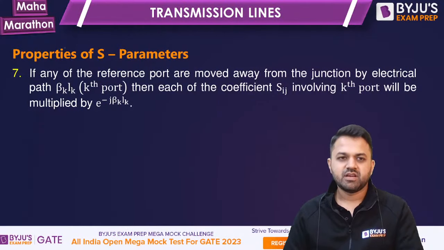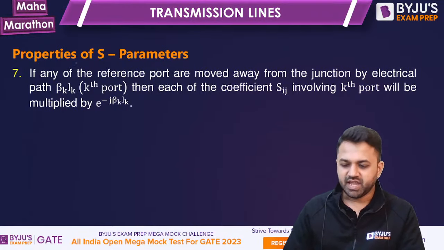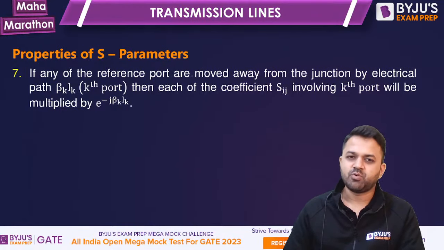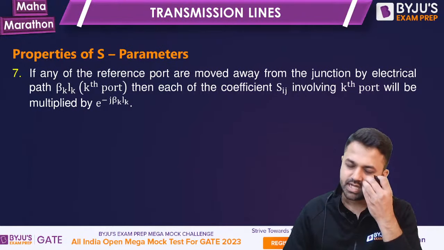Next is the seventh property. All the properties of the S matrix are important. If any of the reference ports is moved away from the junction by an electrical path beta k lk in the kth port, then each of the coefficients Sij involving the kth port will be multiplied by e to the power minus j beta k lk.